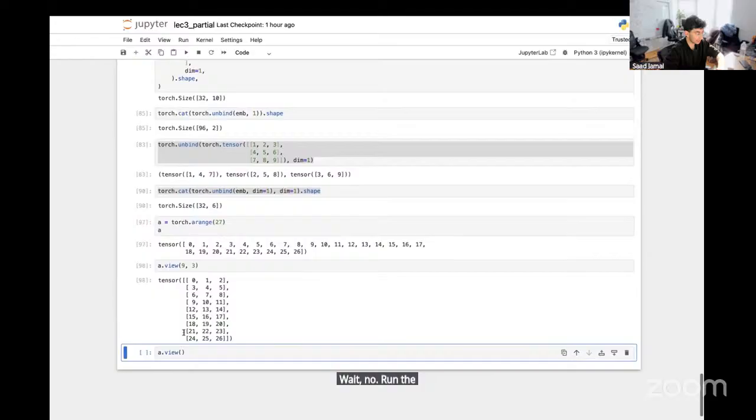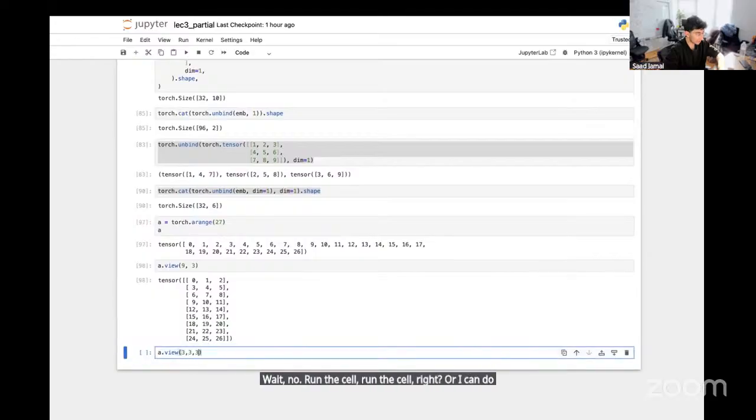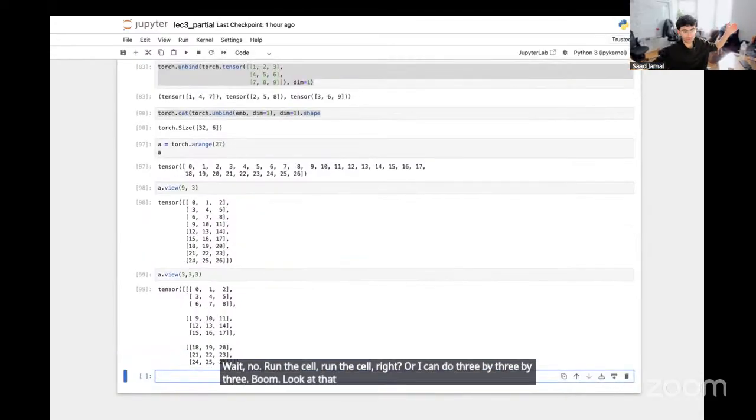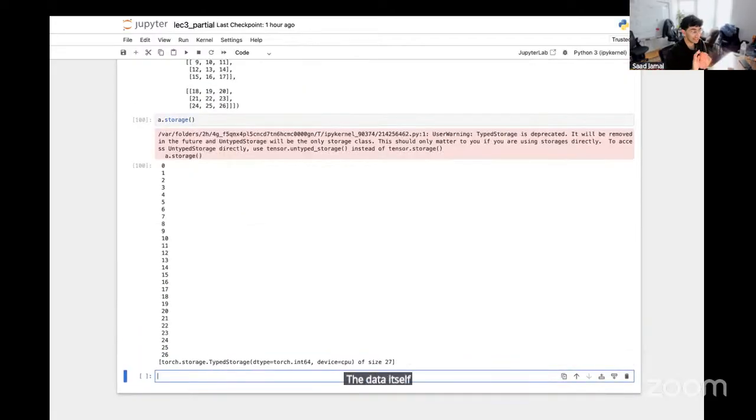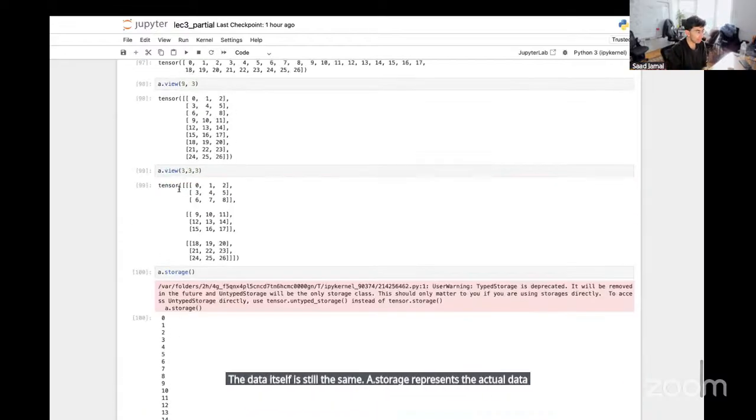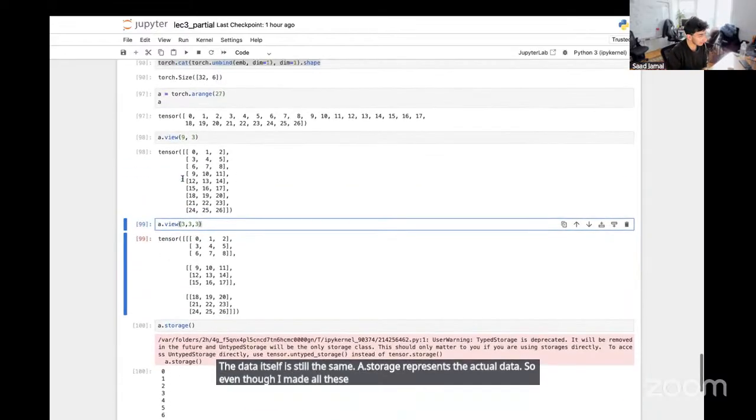Run this cell, right? Or I can do 3 by 3 by 3. Boom, look at that. There's my cube. Do you see that, Faizan? It's a tensor cube. But what's really interesting is that if I were to call a.storage, the data itself is still the same. A.storage represents the actual data. So even though I made all these different views, it didn't make any new data. There was no copying, moving, creating. All that changes when you do a view is the metadata changes.